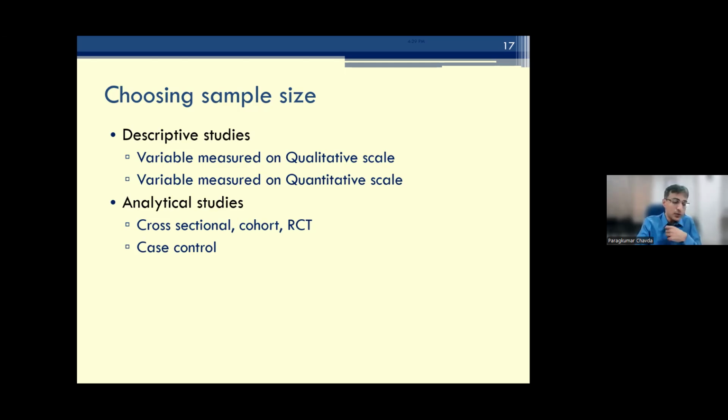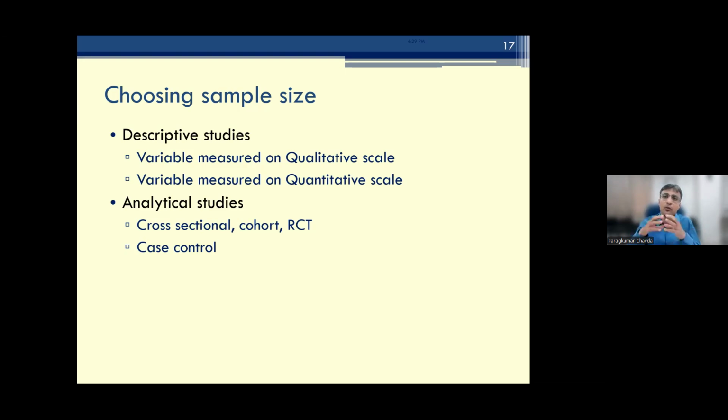Now, since it's outside the scope of this small session, I'm not going to demonstrate use of any tool for analytical studies. But descriptive studies is something simple. So maybe I can take one or two examples of the descriptive studies to understand how we derive the sample size.